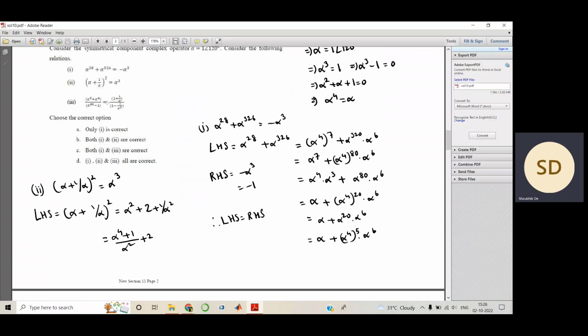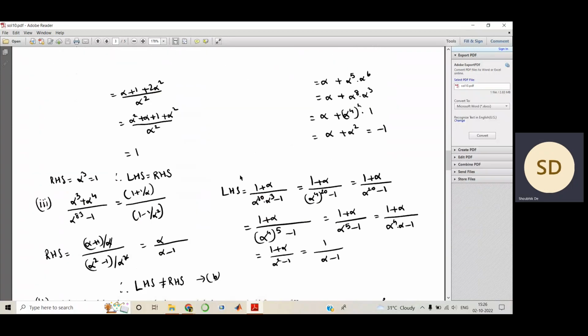Now let us look at the last one. So here let us look at the left hand side first. So alpha cube plus alpha 4. So I have done it like here. Your alpha cube is 1 and alpha to the power 4 is alpha, right? And again, I am breaking this into alpha to the power 18 to alpha cube minus 1. So alpha 80 can be treated as alpha to the power 4 into 20. So this comes out to be this.